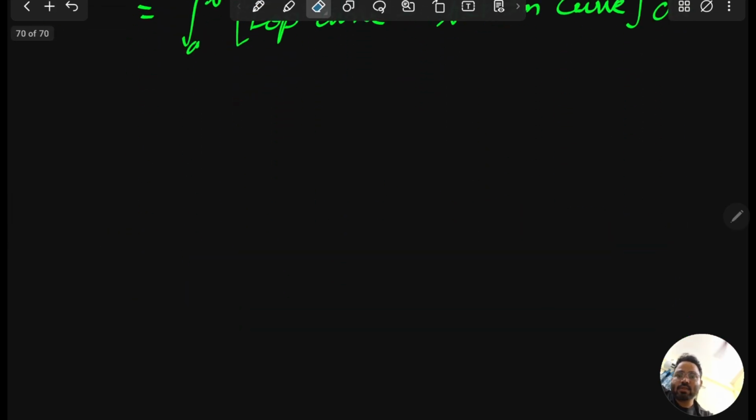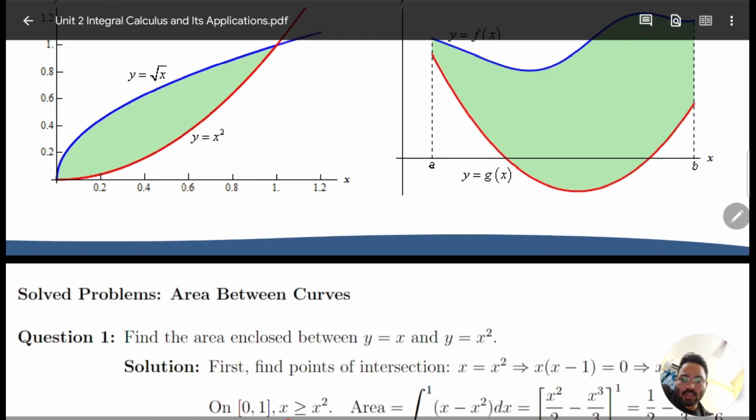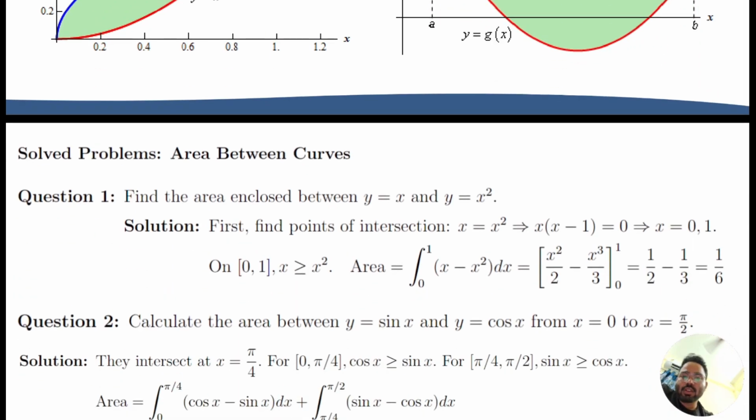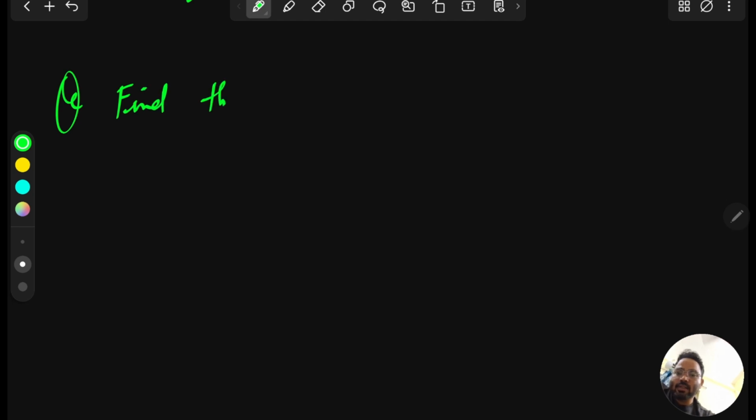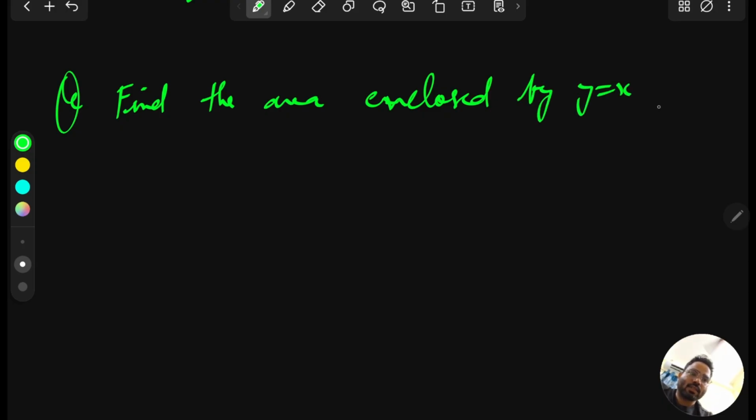Let's solve a question for better understanding. So our first question is: find the area enclosed between y equals x and y equals x square. Enclosed means bounded by. So find the area bounded by y equals x and y equals x square. Let's see how we can solve it.